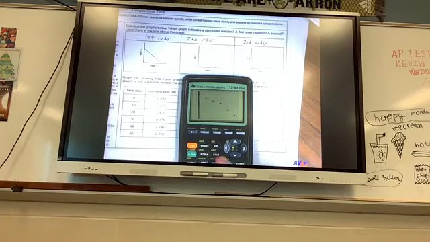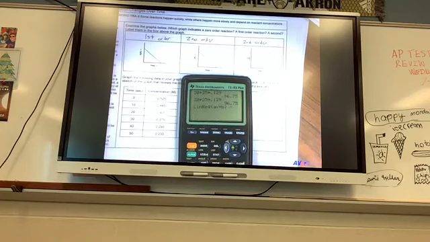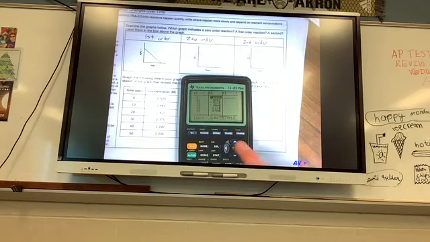Shoot. Stat, calc, 4. So for this one, I guess it just gives you A and B. I feel like the first one looked straighter. Let's do the last one. Stat, edit, L2, edit.